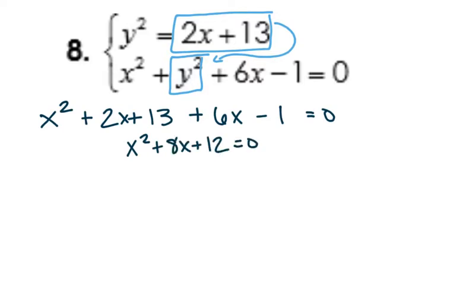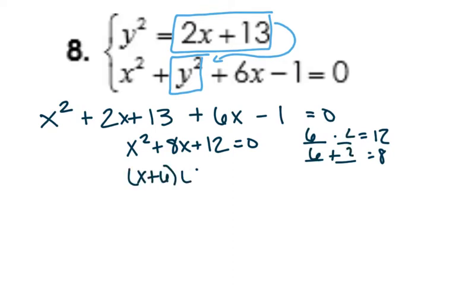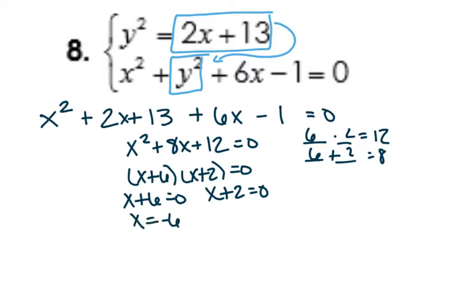So I can solve it by graphing, by factoring, by quadratic formula. I think quadratic formula is easier for this one, but you can do whatever you feel like. So I need two numbers that multiply to give me 12, add to give me 8. Those numbers are 6 and 2. So I got (x + 6)(x + 2). These equal 0. I'm going to set them equal to 0, and I'm going to solve for x. So I get -6, and I get -2.